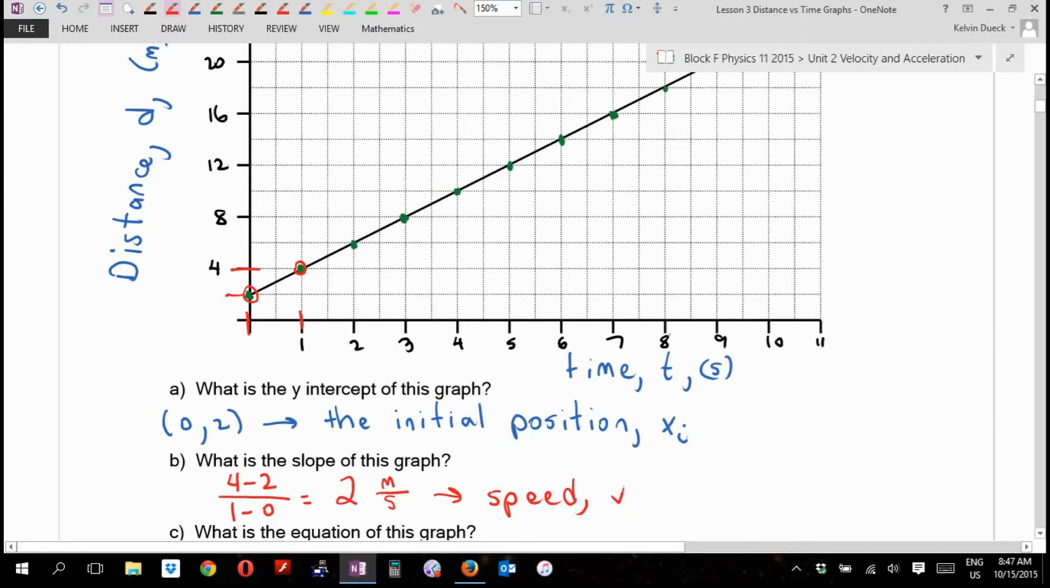Okay. What I'm saying, Alex, is if you said V, I'd take that. If you wrote speed, I'd take that. If you wrote velocity, I'd probably say technically speed, but I'd still give you the mark. Right?